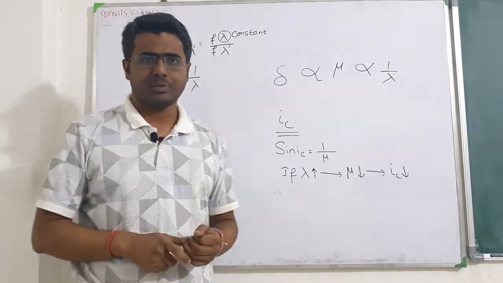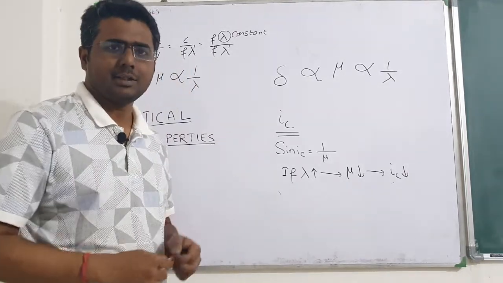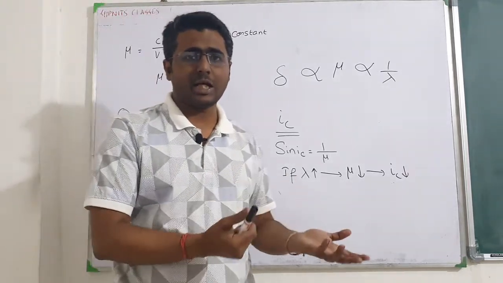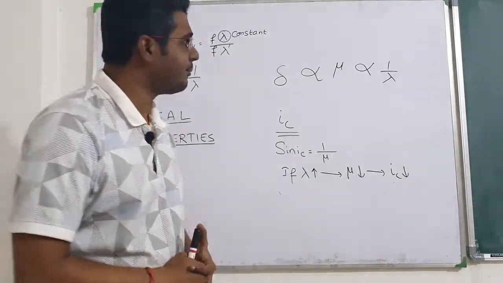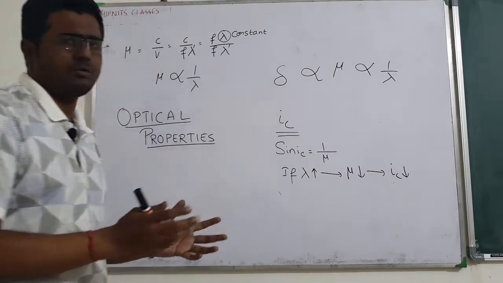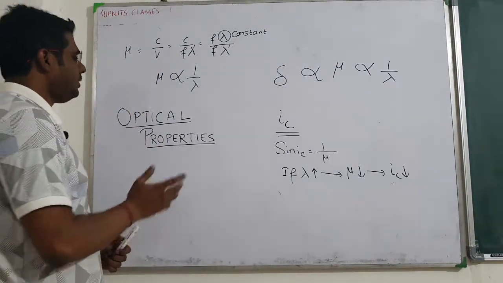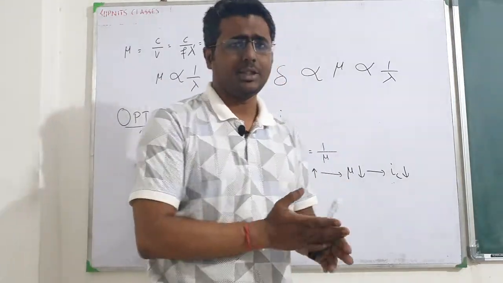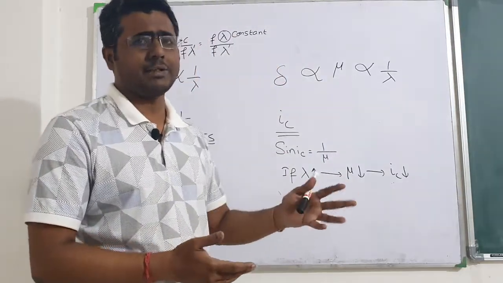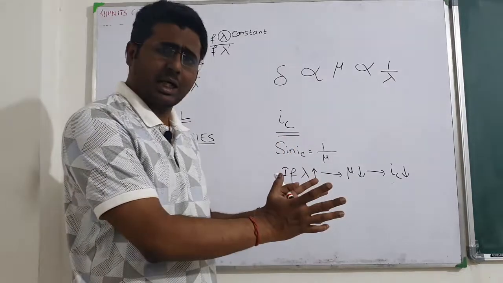If you follow a logical path, then any dependence on the color of the light or the wavelength is very easy. So that is what we will discuss today in this small video. First of all, what are the optical properties that are really asked in the examinations with respect to different kinds of colors of light?